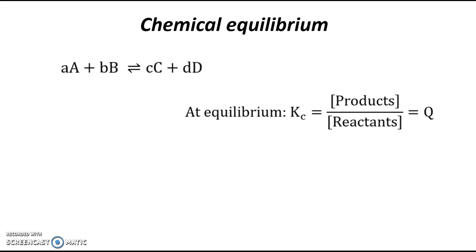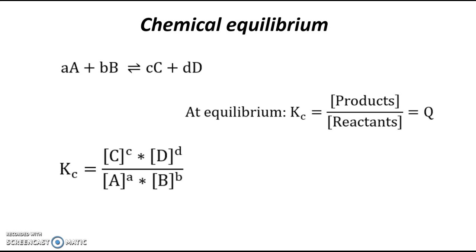The specific equilibrium expression for this reaction would be [C] to the power of c times [D] to the power of d divided by [A] to the power of a times [B] to the power of b. Now, these concentrations are put to the power of their coefficients, which can only be used if the reaction is an elementary reaction with no reaction mechanism.